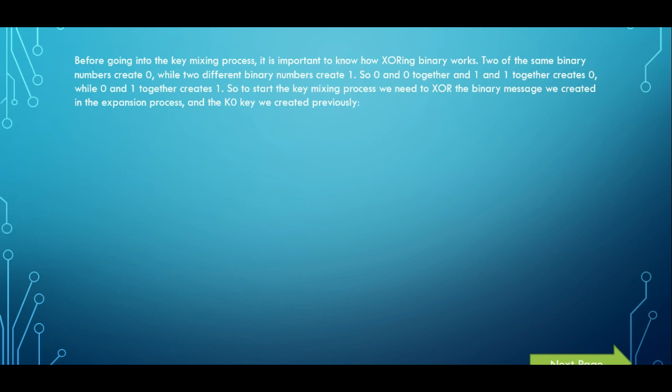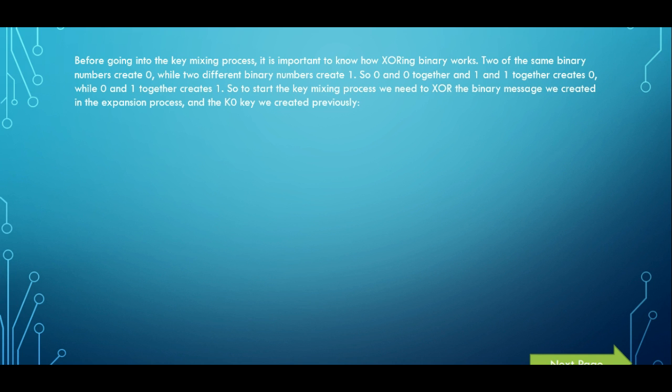Before going into the key mixing process, you need to know how XORing works. It's pretty basic, really. When XORing two binary numbers, the same numbers create 0. So 0 and 0 together and 1 and 1 together create 0, while two different numbers, 0 and 1, create 1. We'll show you in a minute anyway if you don't quite understand it.